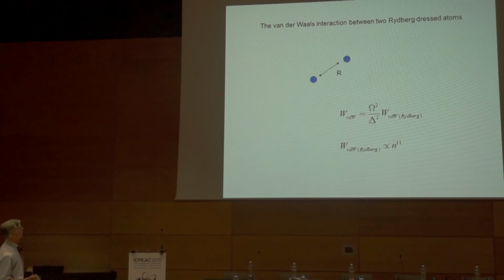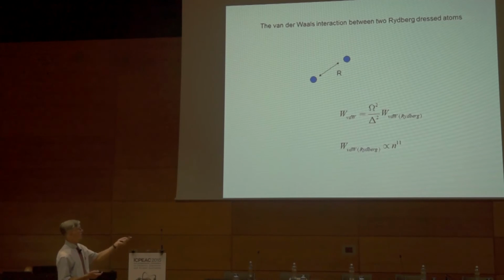So the point is then that the van der Waals interaction between these two ground state atoms is actually given by this, where omega is the Rabi frequency, and delta is the detuning, times the van der Waals shift of the Rydberg state, which in fact can exhibit this n to the 11th scaling, but with the caveat I already mentioned.